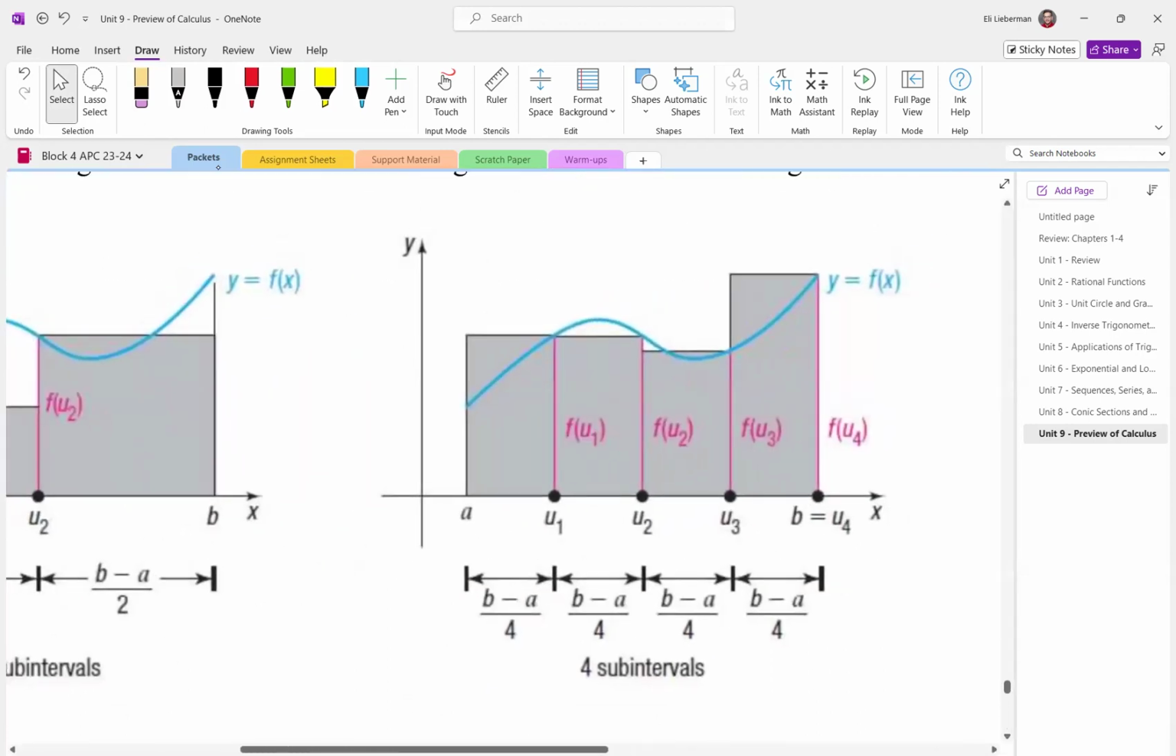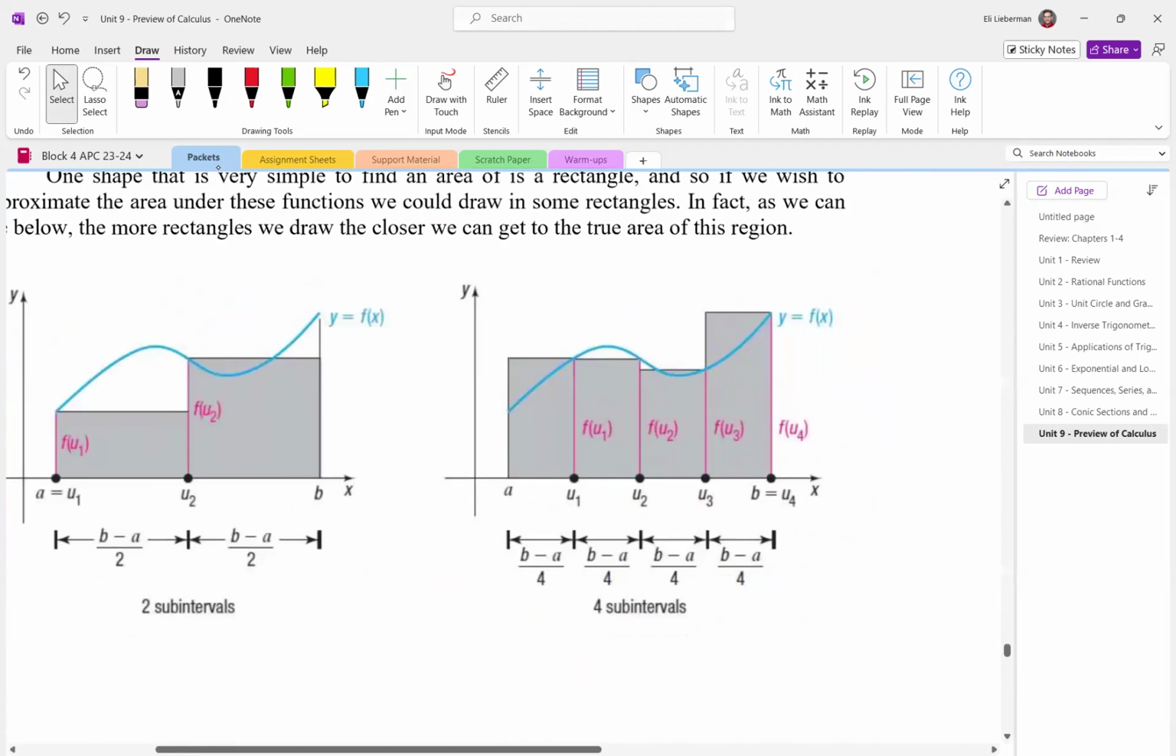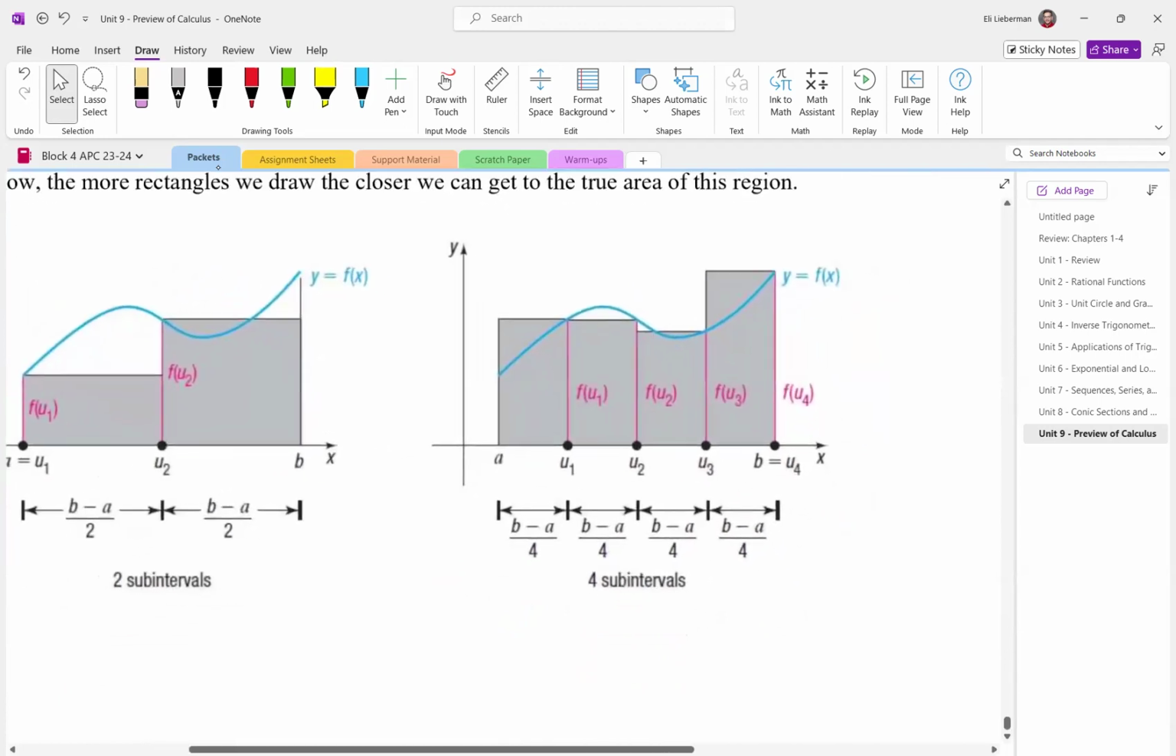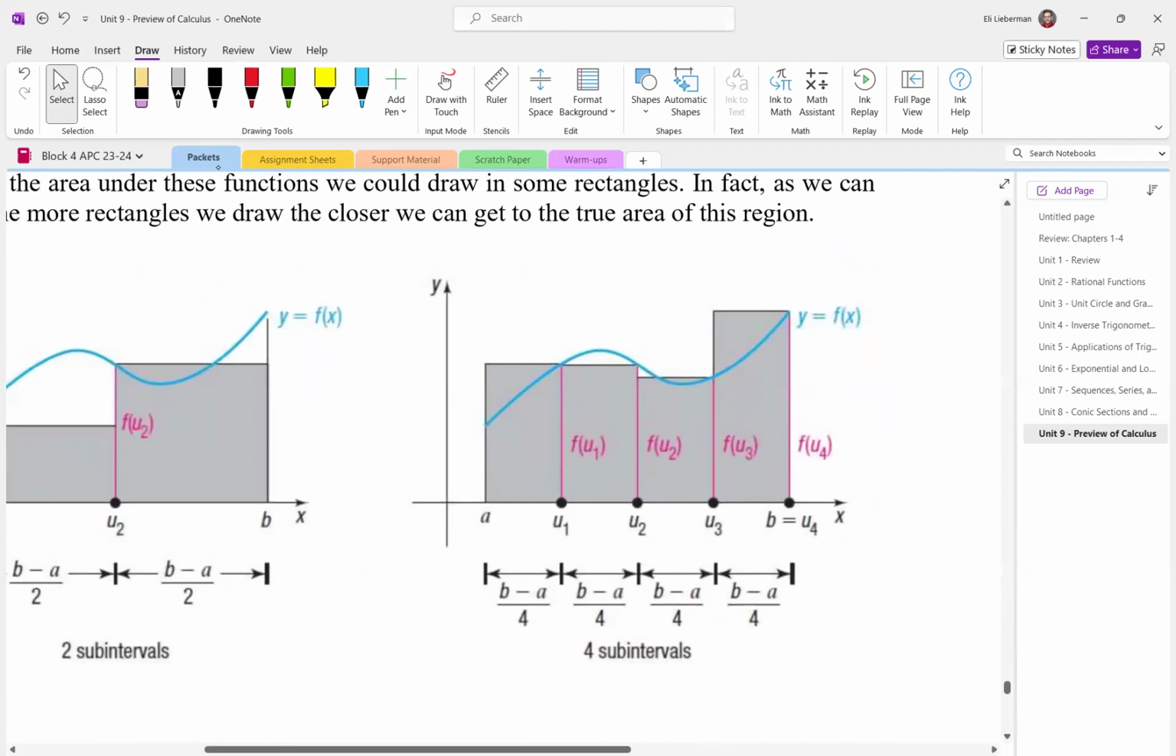But you can see that if I were to make, instead of 4 rectangles, 8 rectangles or 100 rectangles, we'd be getting a better and better approximation, don't you think? So we'd just be dividing into more rectangles until they become close to the area of the region under the graph.